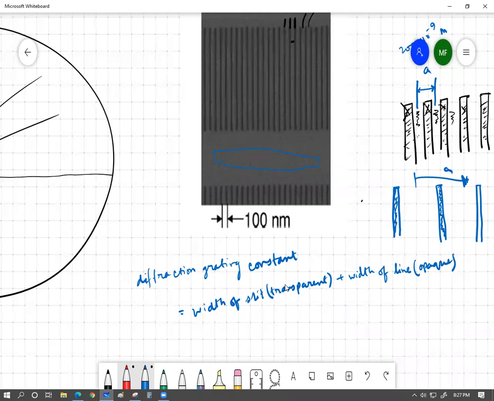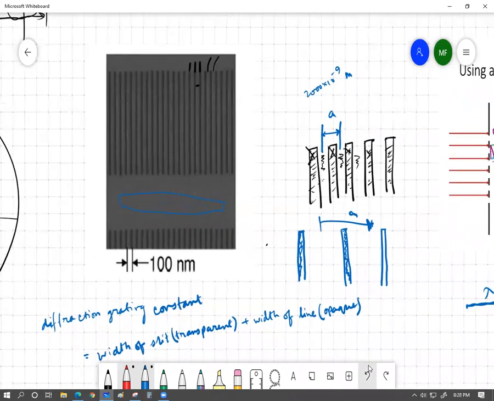Diffraction grating constant is actually a measure which is equal to the width of the slit, which is transparent, plus the width of the line, which is opaque. This is one way to say this. There can be many different ways to say this. I'm just going to tell you what diffraction grating constant is. Basically, what we meant by the slit separation for the double slit experiment, that thing is practically what we call the diffraction grating constant for the diffraction grating.